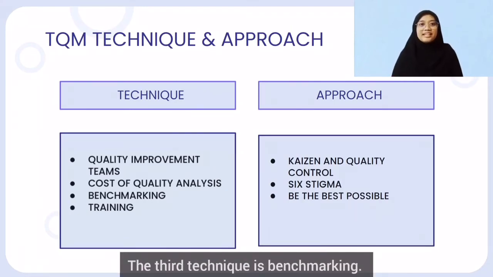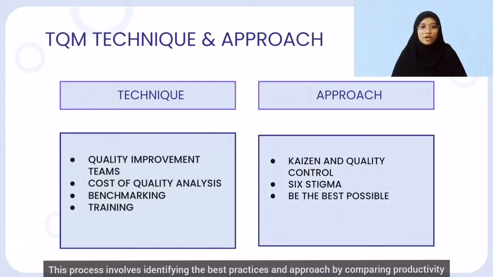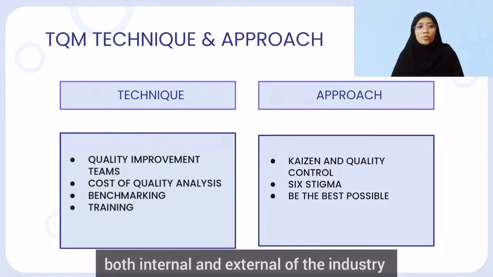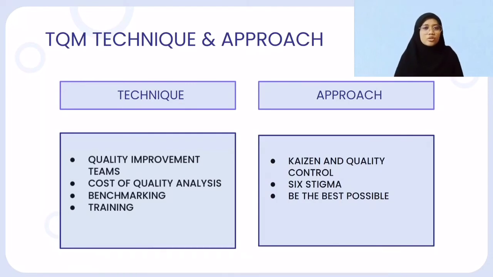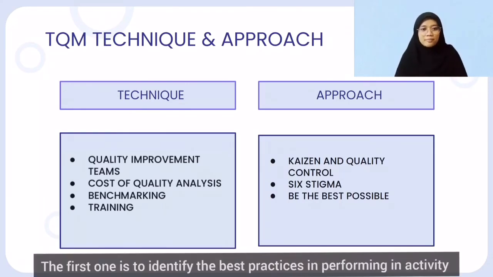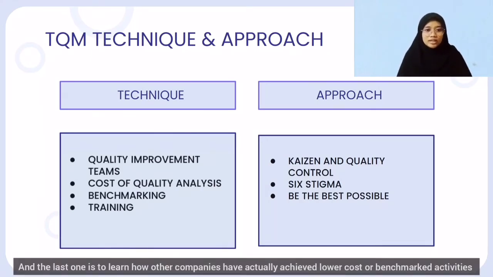The third technique is benchmarking. This process involves identifying the best practice and approach by comparing productivity in specific areas within one's own organization with other organizations, both internal and external to the industry. So there are 2 objectives of benchmarking. The first one is to identify the best practice in performing an activity, and the last one is to learn how other companies have actually achieved lower cost or benchmark activities.